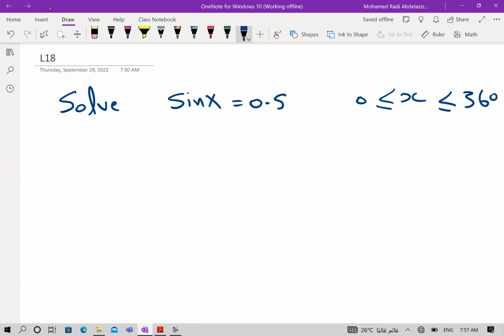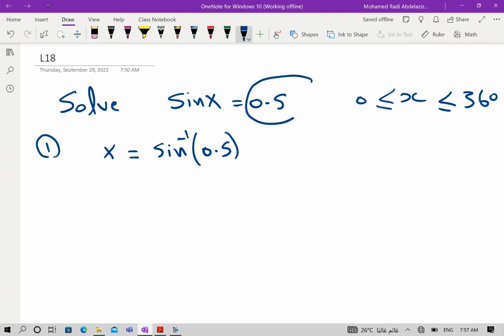Step number 1, find the basic angle, the principal angle, the acute angle which lies in the first quadrant. How? Just shift sign. x equals shift sign 0.5. Whatever this value, positive or negative, the basic angle has to be positive, which lies in the first quadrant. So x equals 30 degrees.